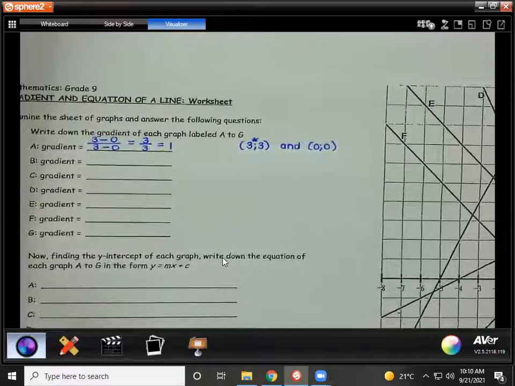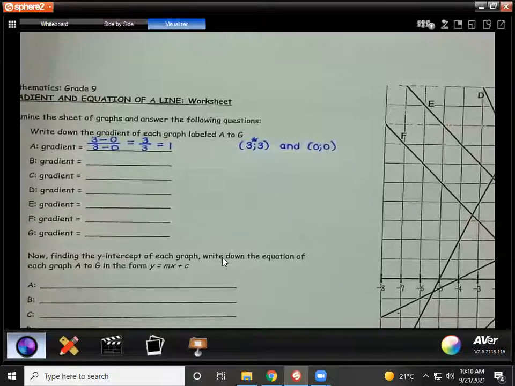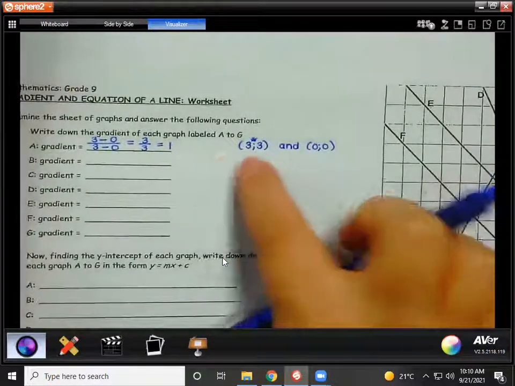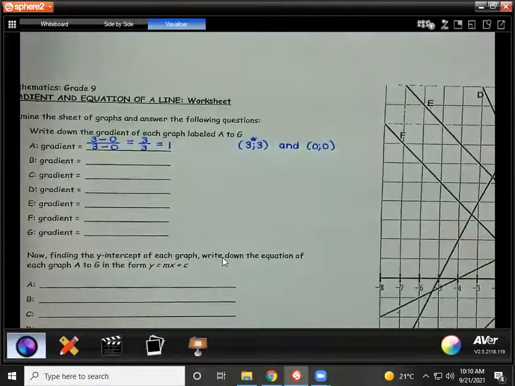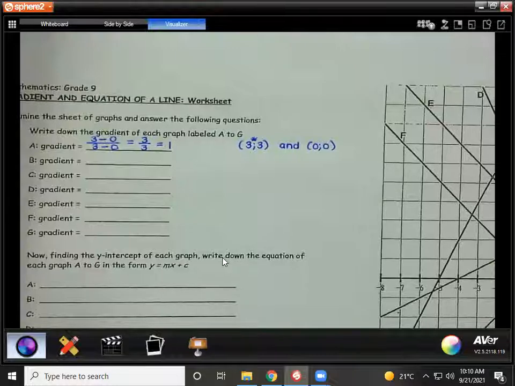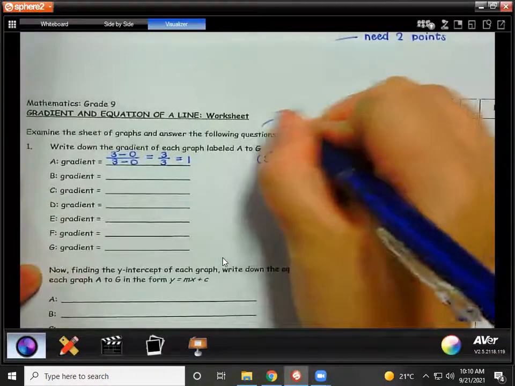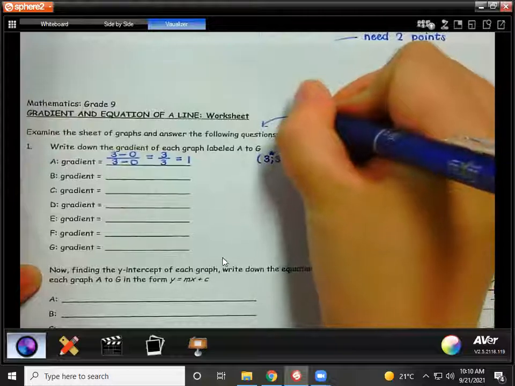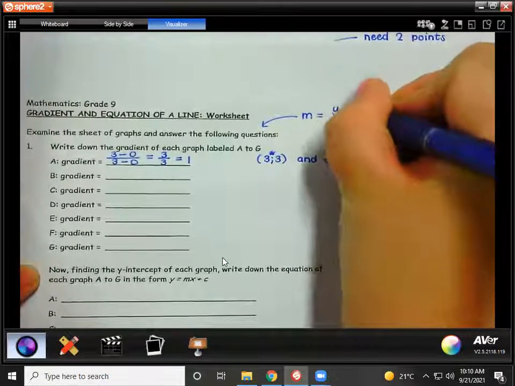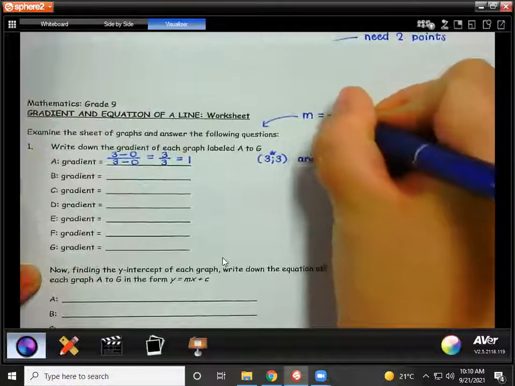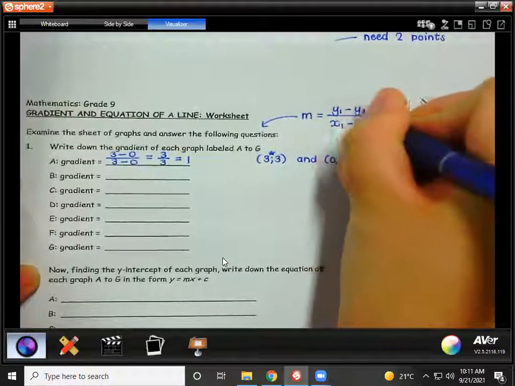So before you can find the gradient, you need to look for the line, identify any 2 points on that line. Please write the points down next to the line that they gave you. Then you're going to do y value of the one minus y value of the other over x value of the one minus x value of the other. I'm just going to write that formula down. So m is going to be y value of 1 minus y value of 2 over x value of 1 minus x value of 2.